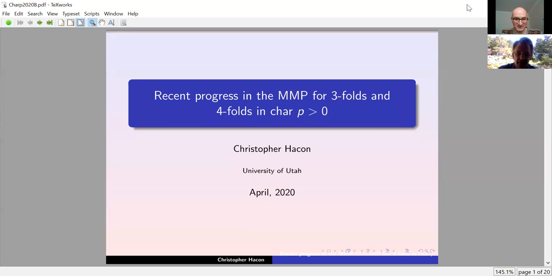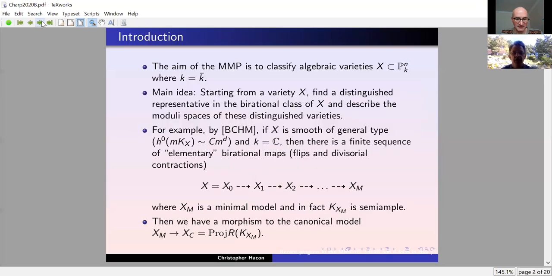So today I'm going to talk about recent progress in the minimal model program in dimension 3 and 4 and positive characteristic. Let's see if I can figure out. There we go. Okay, so the aim of the minimal model program is a tool to classify algebraic varieties. And I'm going to focus on complex projective varieties and varieties over an algebraically closed field of characteristic p greater than zero. So let me just remind you briefly about a few of the highlights of what's known over the complex numbers.